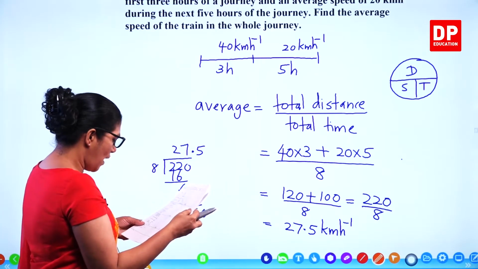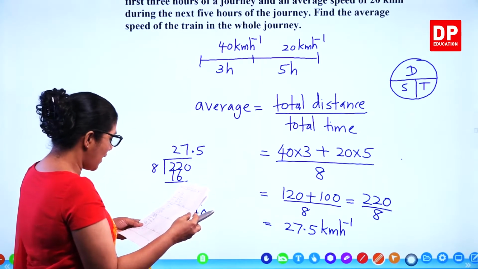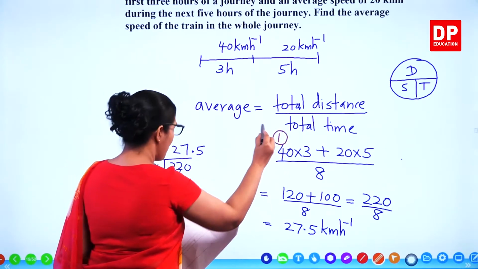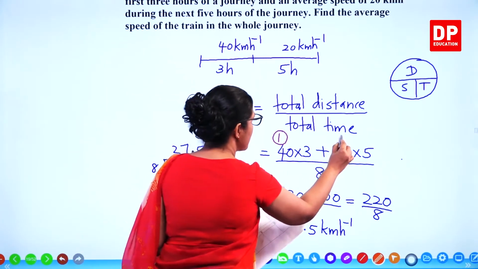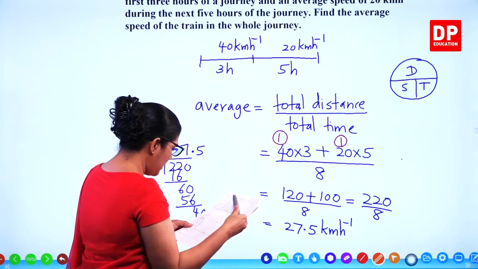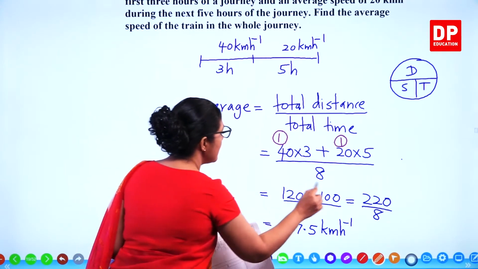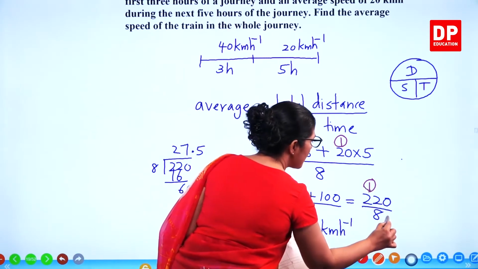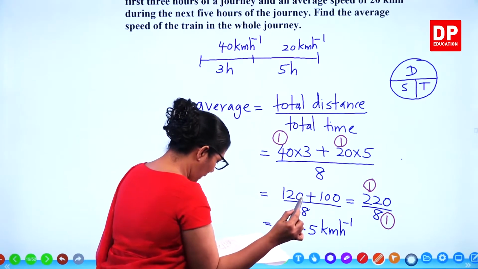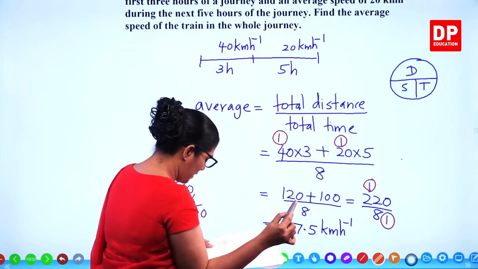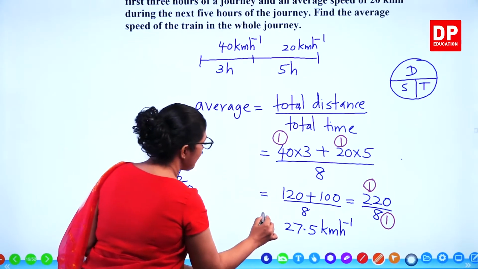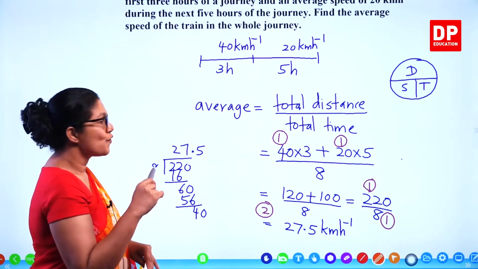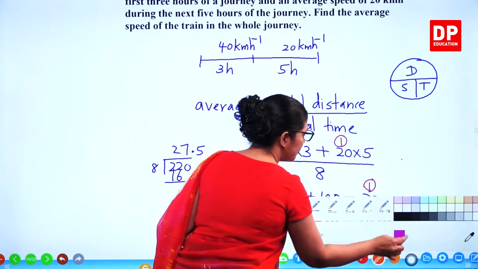So 27.5. You get 6 marks for that. Here each distance 1 mark. 1 mark here and 1 mark for this. And then total distance another 1 mark. And total time 1 mark. And applying the formula and finding the answer, another 2 marks. 2, 3, 4, 5, 6. 6 and previous 4 marks, 10 marks altogether.